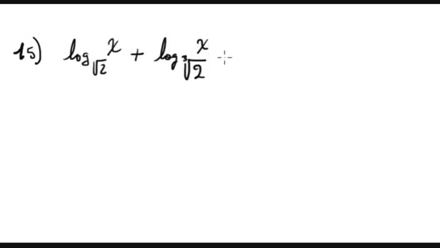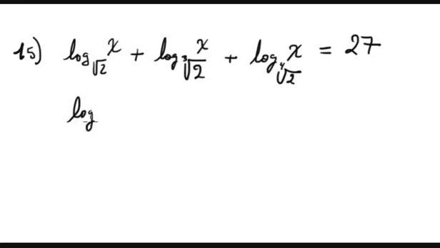Okay, equation 15 is logarithm base radical 2 of x plus logarithm base cubic root of 2 of x again plus logarithm base fourth root of 2 of x is equal to 27. Using the change of base formula, but using base 2.